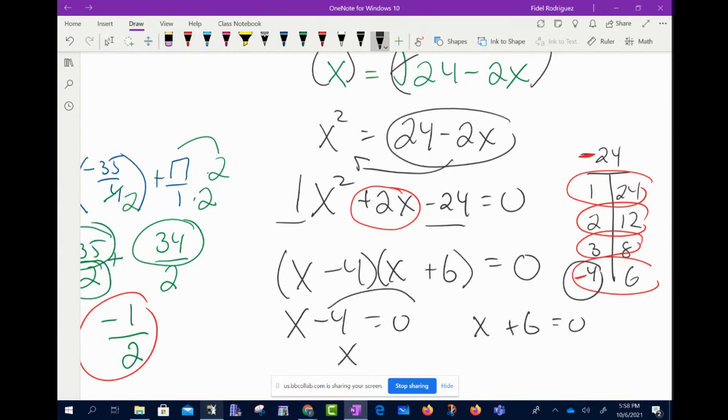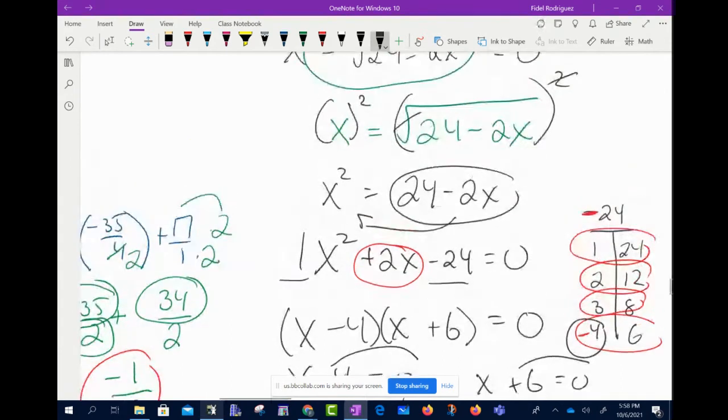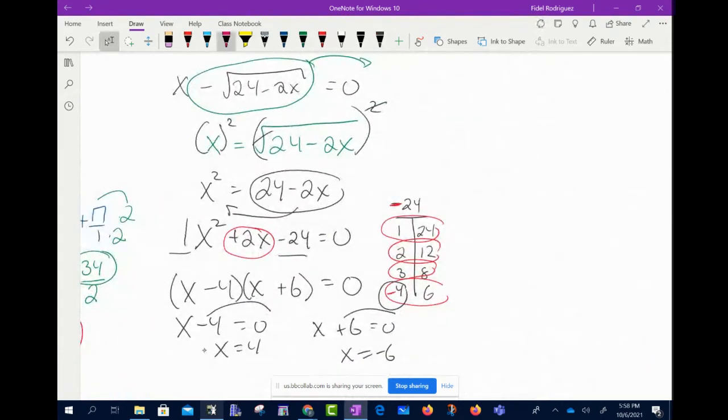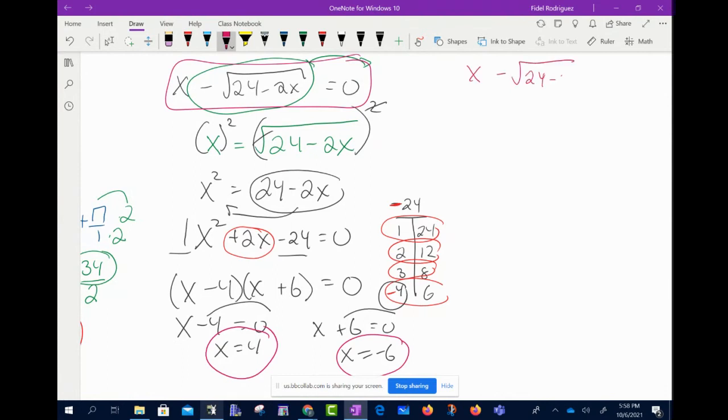So when I move that 4 over, it becomes a positive. When I move that 6 over, it becomes a negative, right? Just like we did before, I've got to check my answer, okay? So let's check our answer. Here are the two numbers that we came up with, 4 and negative 6. Here's my original problem. So I'm going to write x minus the square root of 24 minus 2x equals 0.